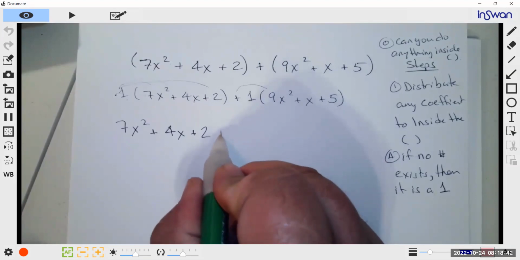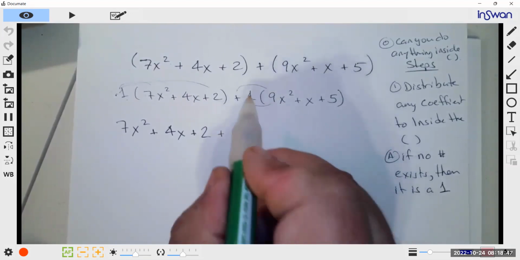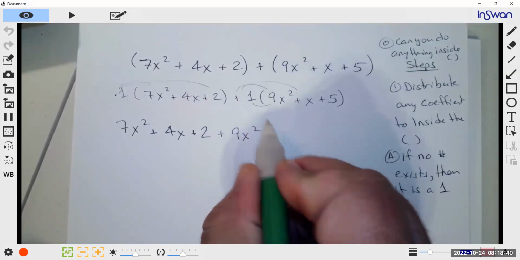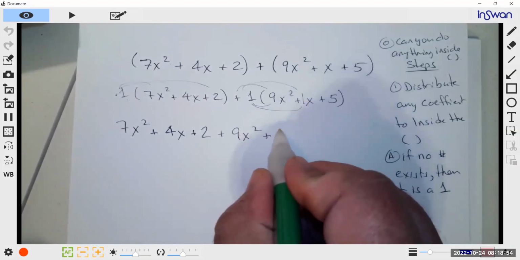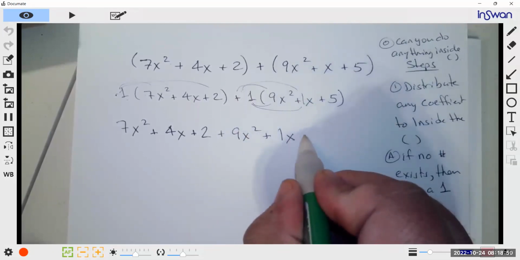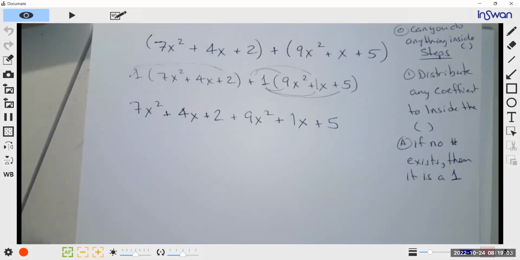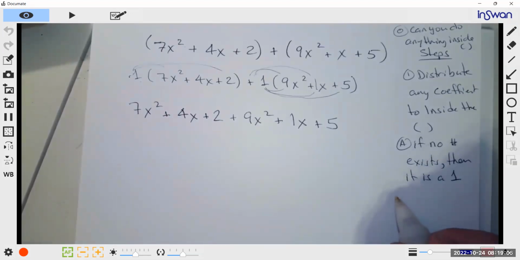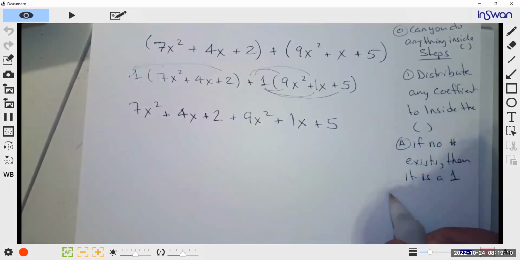Positive times positive is positive. 1 times 9 is 9, x squared. Positive times positive is positive. 1 times, if there's nothing in there, it's always a 1. 1 times 1 is 1, x. Positive times positive is positive. 1 times 5 is 5. Okay, now distribute any coefficient inside there, and then combine like terms.